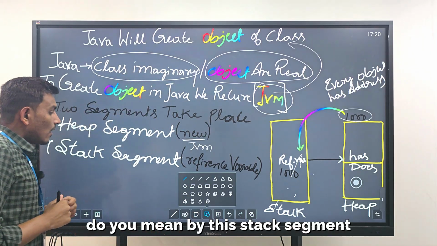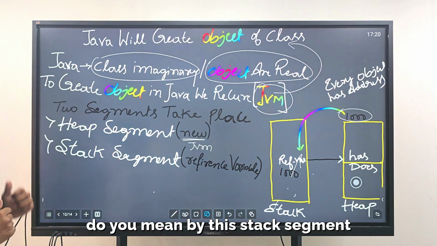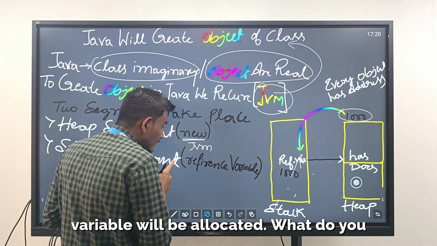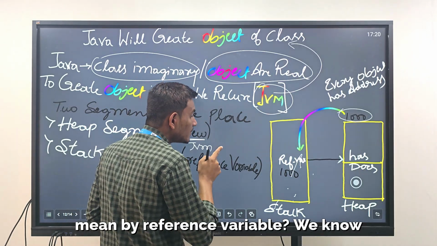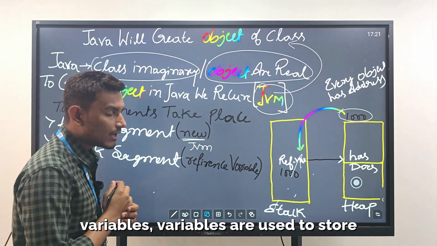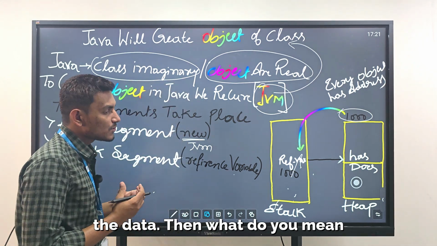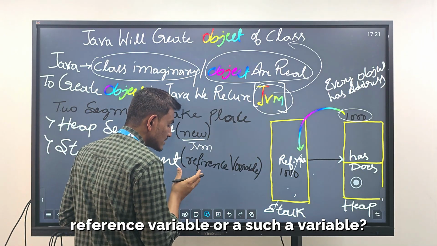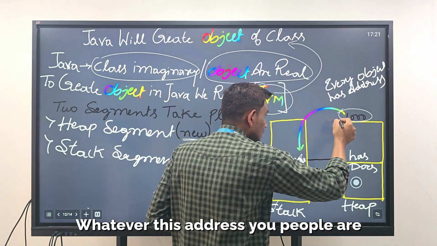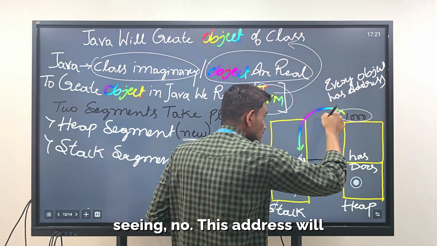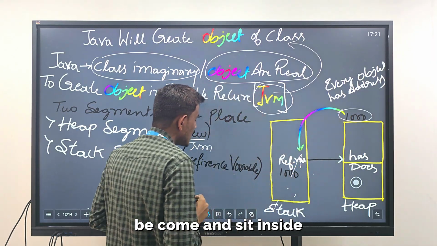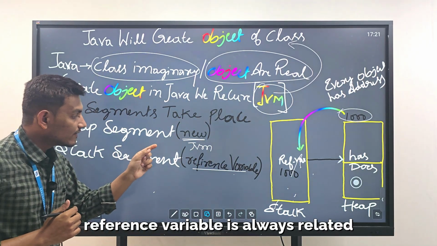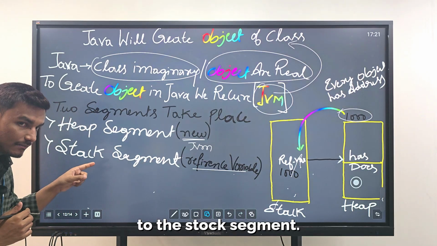Now, guys, what do you mean by this stack segment? Always remember, the stack segment is a segment where a reference variable will be allocated. What do you mean by reference variable? We know variables are used to store data. Then what is a reference variable? The reference variable is such a variable that whatever address you are seeing now, this address will come and sit inside the reference variable. So, guys, a reference variable is always related to the stack segment.